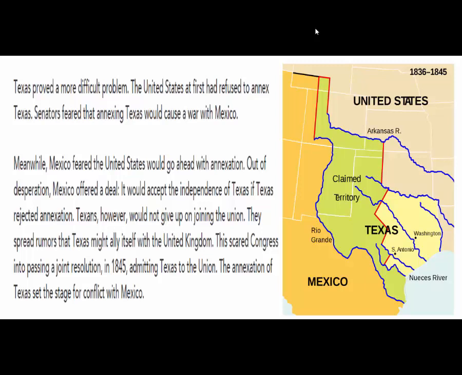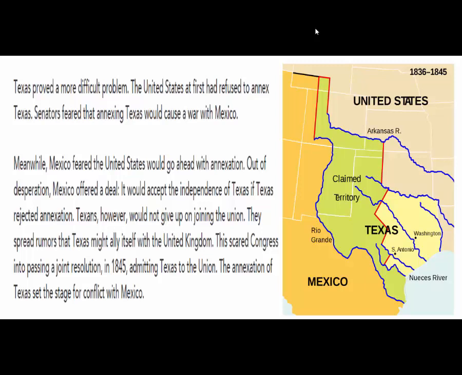Texans, however, would not give up on joining the Union. They spread rumors that Texas might ally itself with the United Kingdom. This scared Congress into passing a joint resolution in 1845 admitting Texas to the Union. The annexation of Texas set the stage for conflict with Mexico.